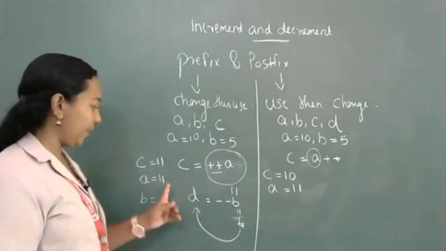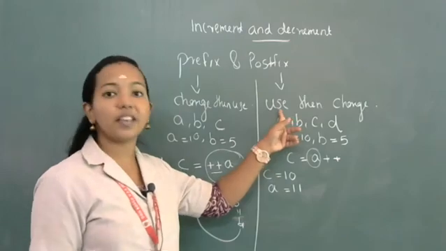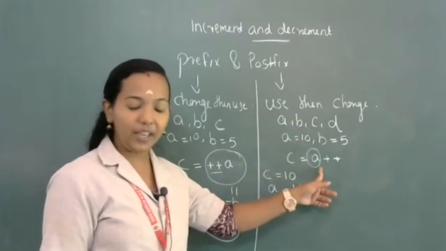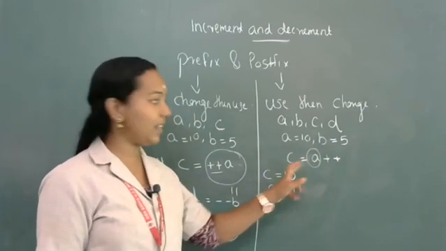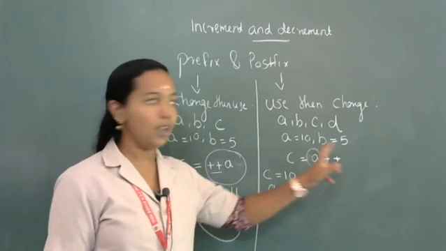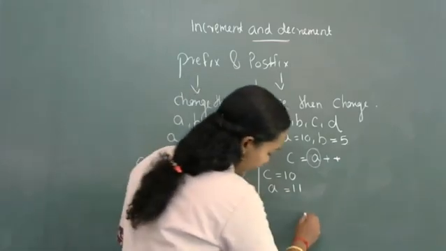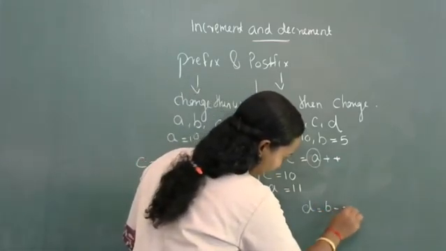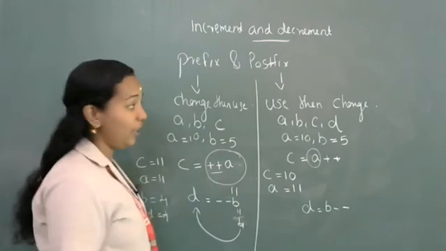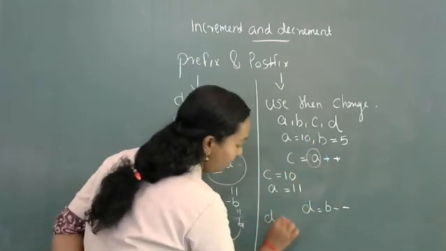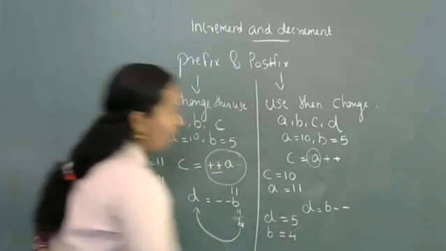Okay, look at the difference. In the prefix example both the variables are 11, but in the second expression, first we are using the variable. The initial value of a, 10, is copied into the variable c. Then after that we are executing the expression, so after changing the value, a is equal to 11. Then again a similar example, d equal to b minus minus. What is the initial value of b? b equal to 5. So the value of d equal to 5 and after that b is changing. Then b is equal to 4.